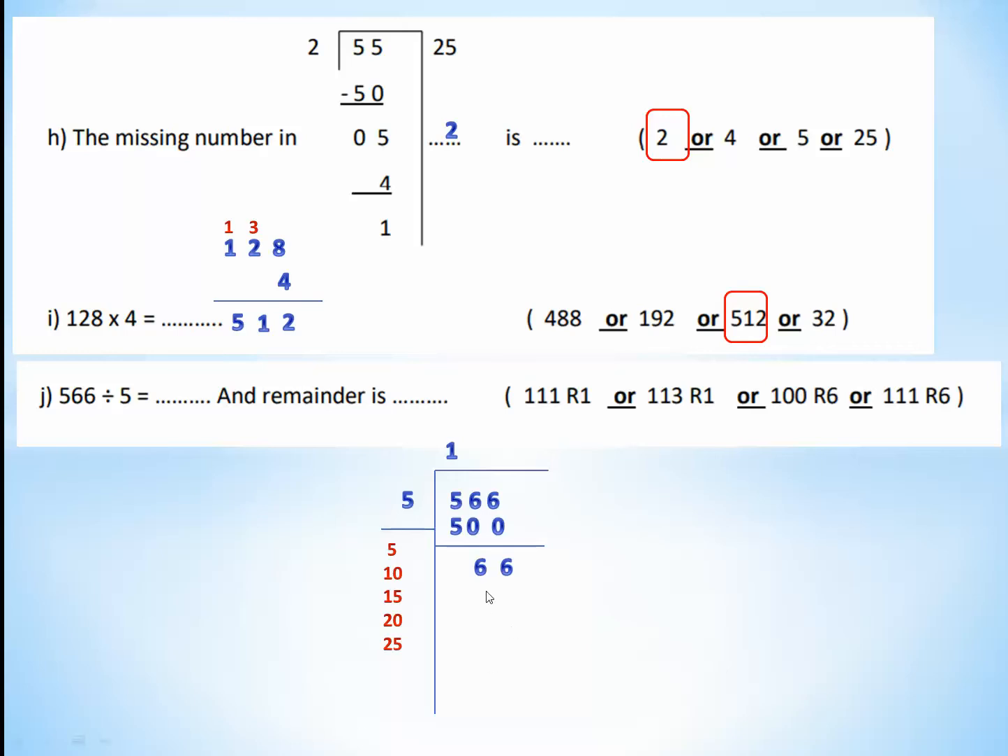Here, 6 divided 5. The closest number is 5, so we will put 1 and the number will be 5, and we will replace 6 with 0. It will be 50. Okay, let's subtract 6 minus 0 equals 6. 6 minus 5 equals 1. The closest number to 16 will be 15, so the answer will be 3, and minus, it will be 1, so the answer will be 113, and remainder 1.